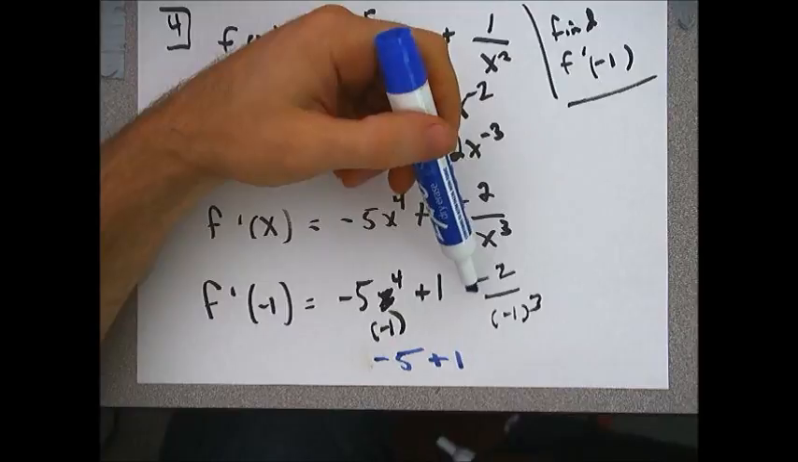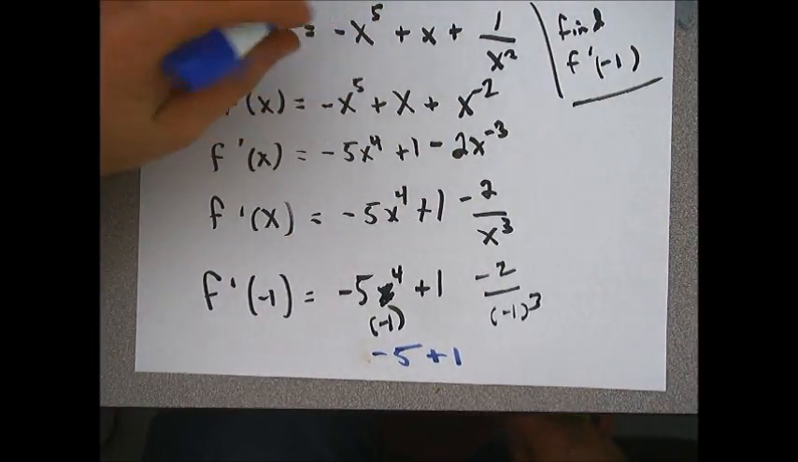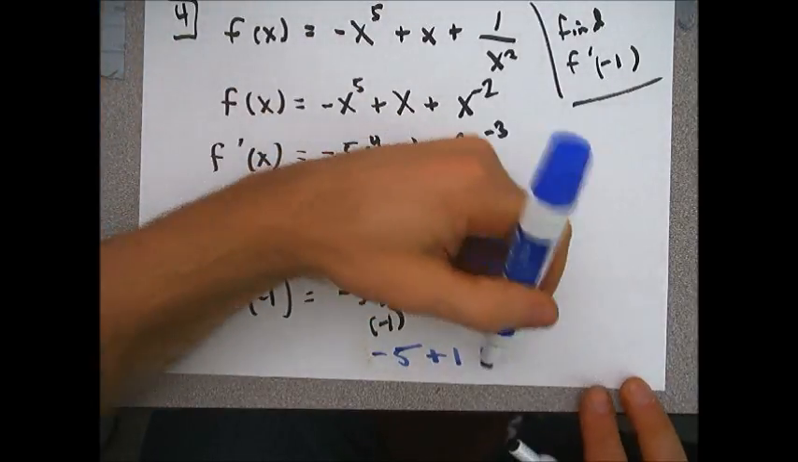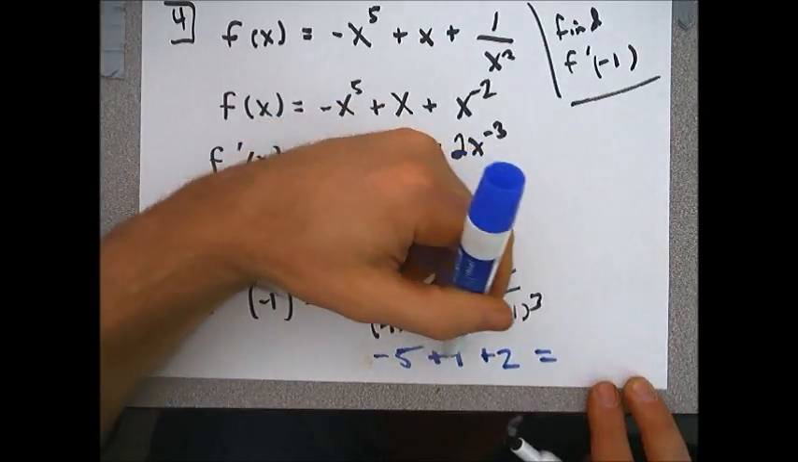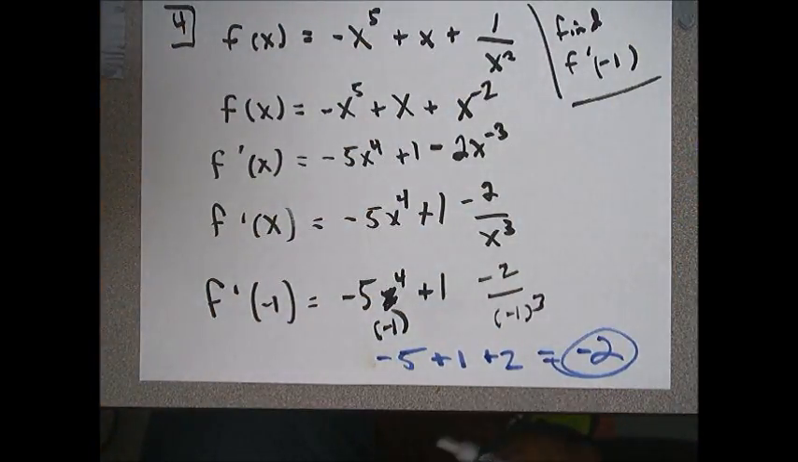And here's where we have to be careful right over here. I have -2 over, what do we got? -1 to the 3rd is still a negative. So I have a negative over a negative, which really gives me a positive. -5 plus 3, -2. Good?